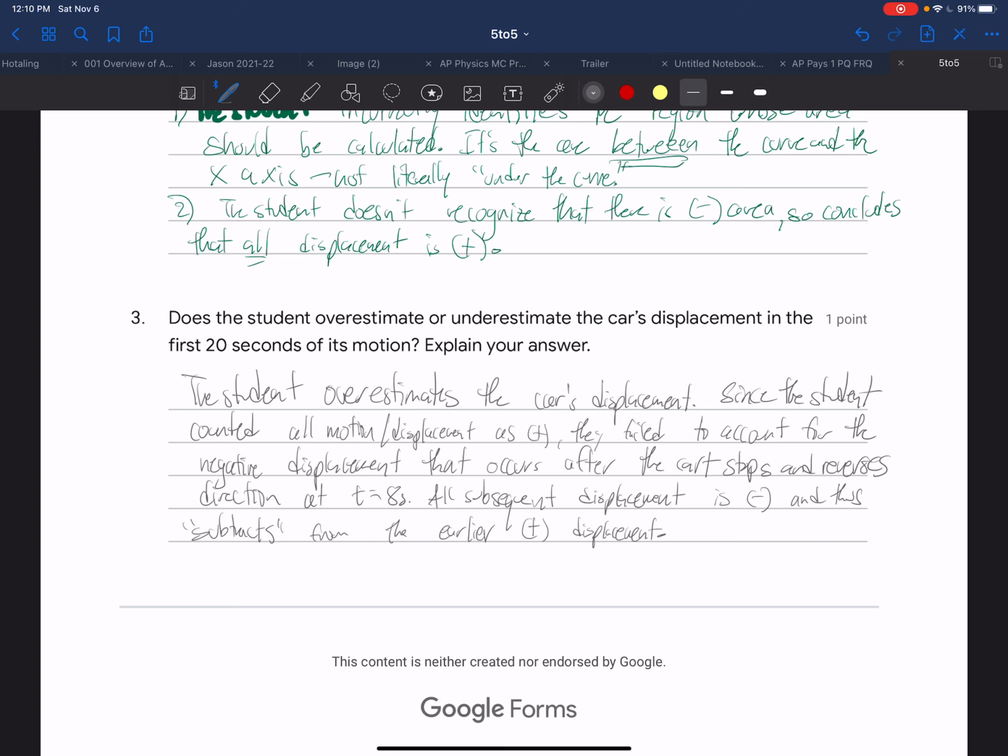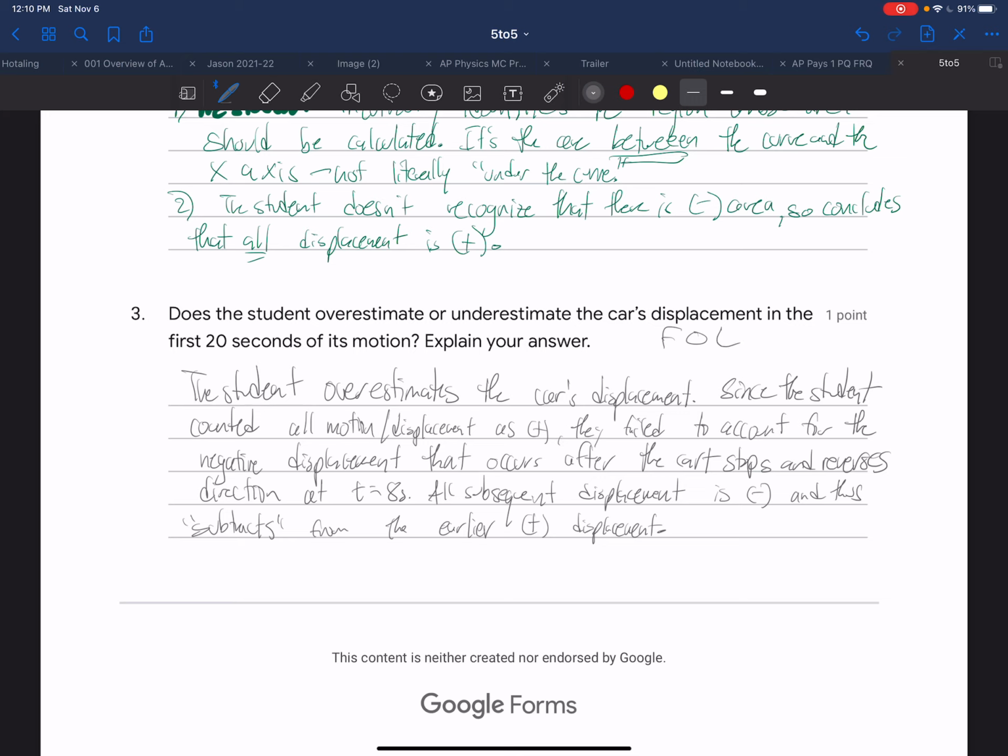So we want to see now if we have fact, observation, and logic here. Logic, conclusion. And so we say this here. The student overestimates the car's displacement, since the student counted all the motion as positive, they failed to account for the negative displacement that occurs after the cart stops. All right, so we've got some observation mixed in with our conclusion here.